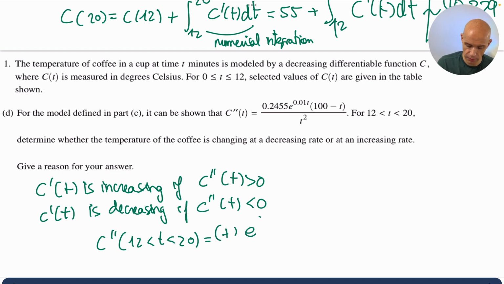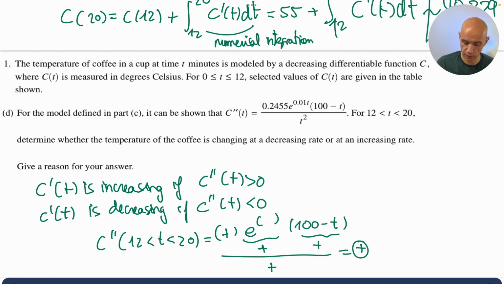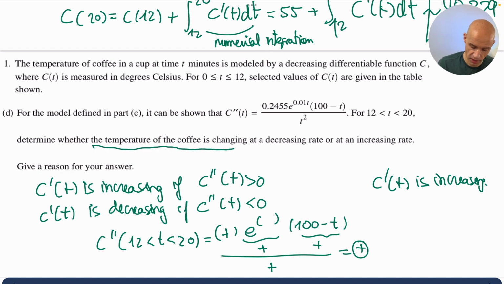Then e to the power of something is going to be positive. 100 minus 12 or 20 is going to be positive too. And then t squared is positive. So all this is positive. Therefore, what you have is that C prime is increasing. So you can say with more words that the temperature of the coffee is changing at an increasing rate, and that's it.